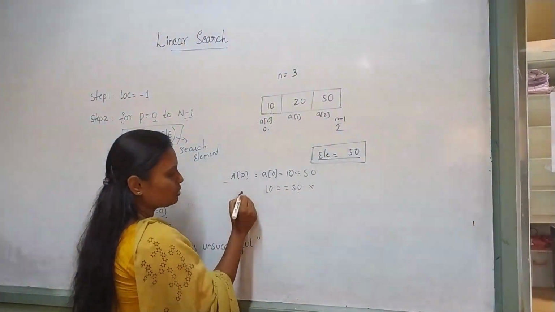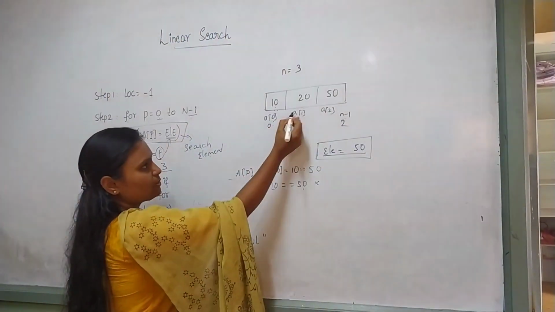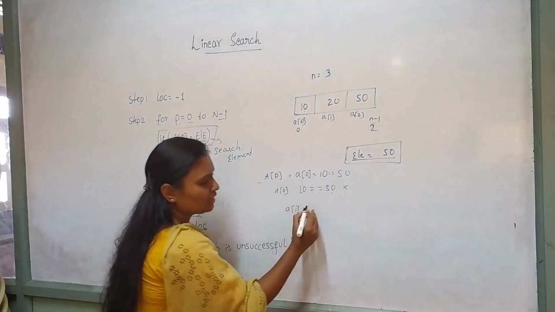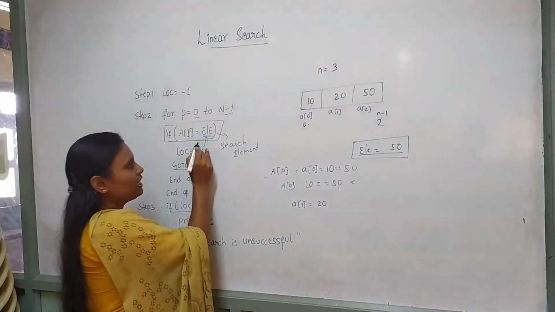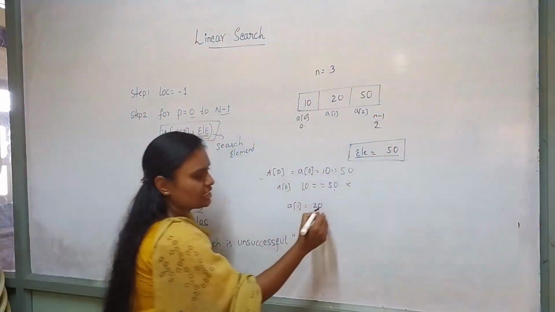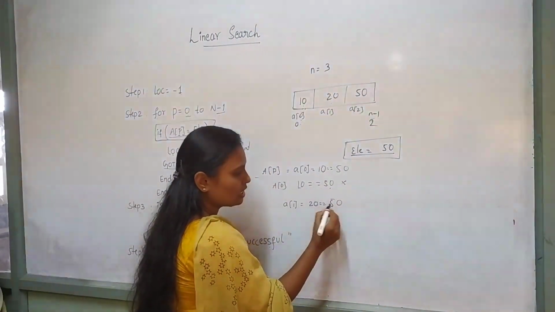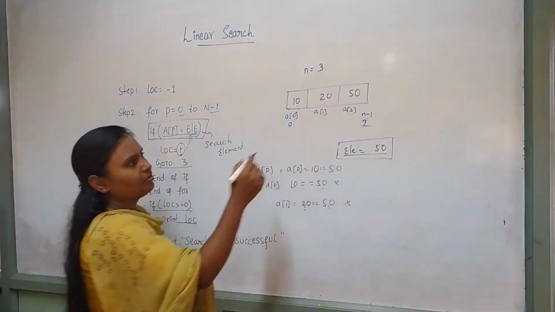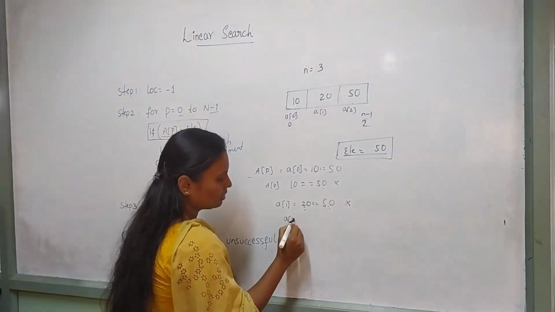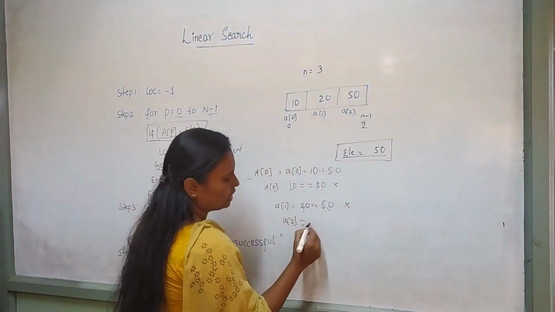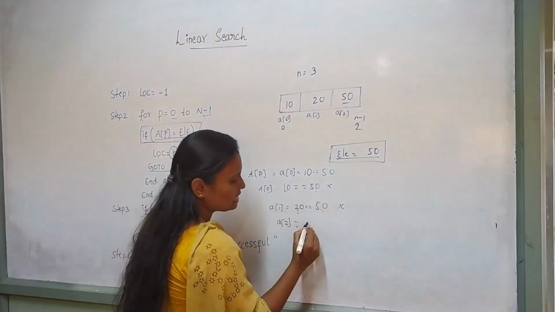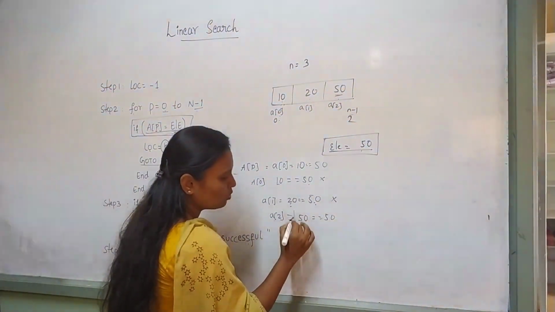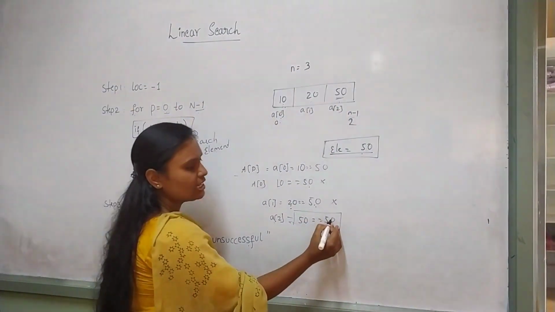Next, go to the next position. That was the a of 0 position. The next position is a of 1. In a of 1, the element is 20. The searching element is 50. Here also 20 is not equal to 50, so the condition is again false. Next, go to position 2. In the a of 2 position, we have the element 50. The searching element is also 50. Now the match is found, that is 50 is equal to 50.